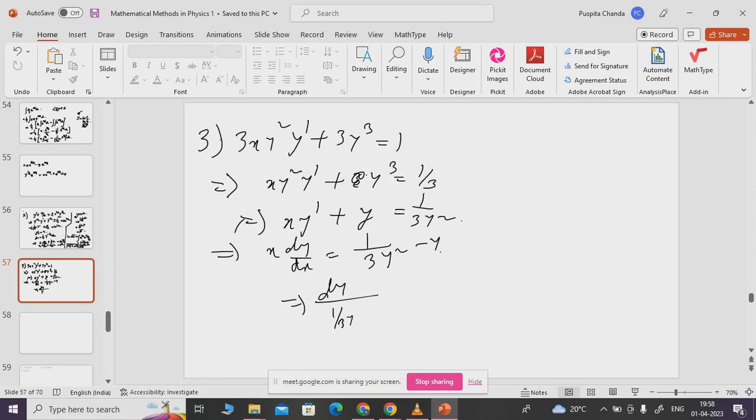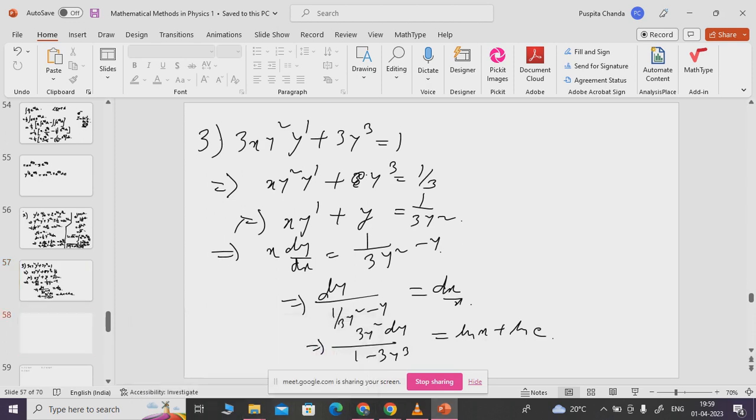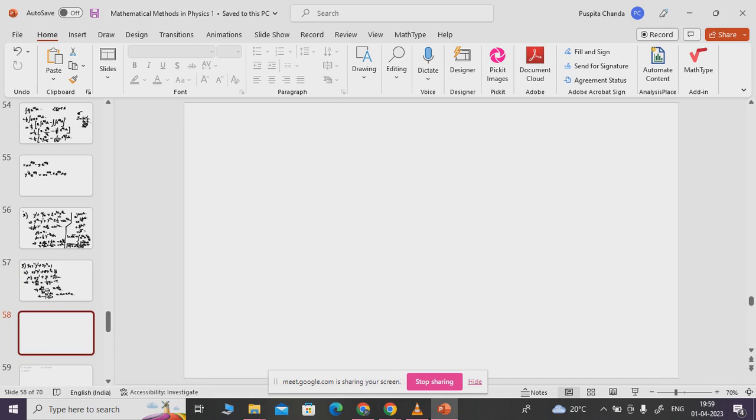So x dy/dx is equal to 1 by 3y² minus y. Okay, we can separate the variables: 1 by (3y² minus y) dx by x. Now we can write this as 3y² dy over (1 minus 3y³) is equal to ln x plus ln c.